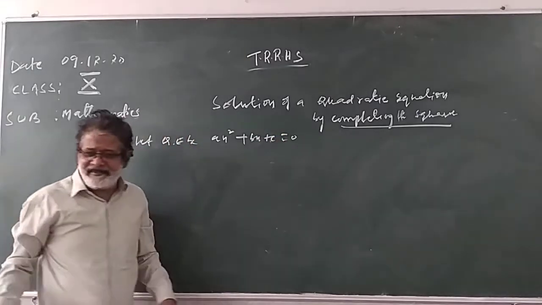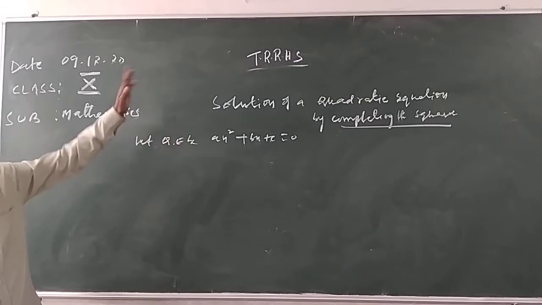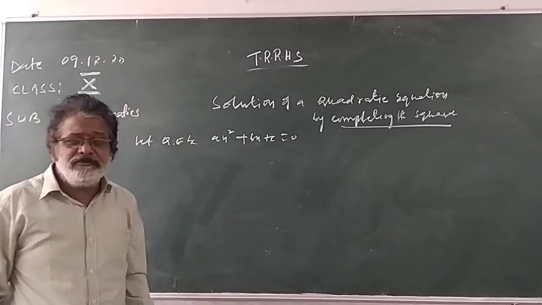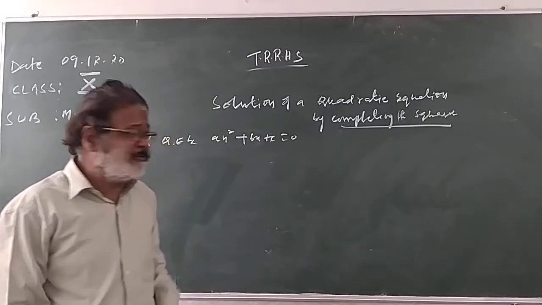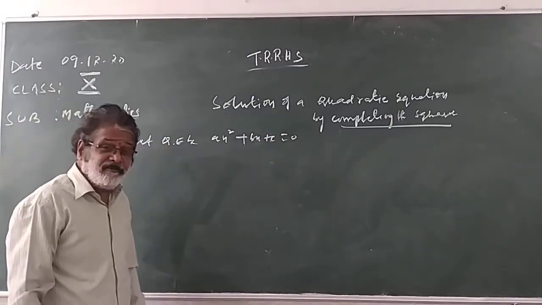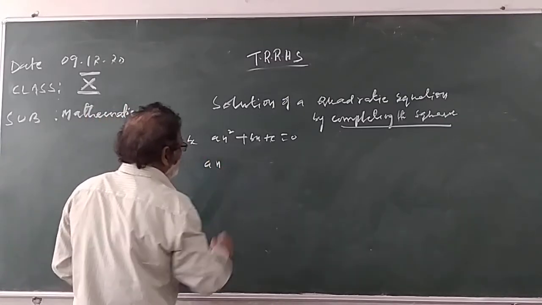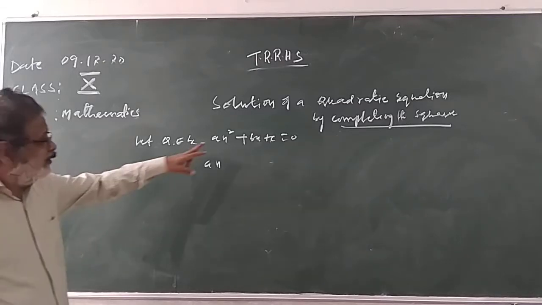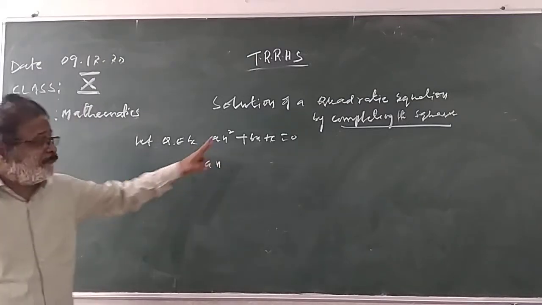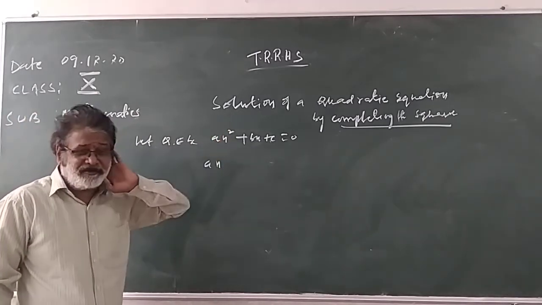This is the quadratic equation. What do we have to do? We have to solve this equation by completing the square. For completing the square, it should be a perfect square. The second degree term must be a perfect square.